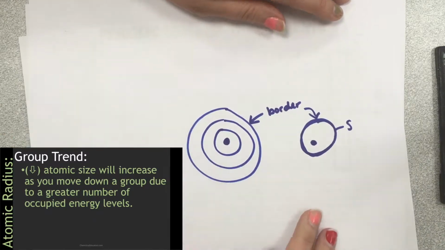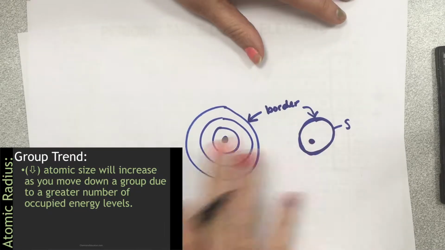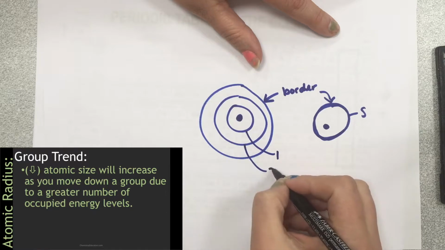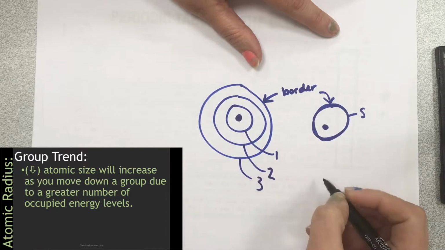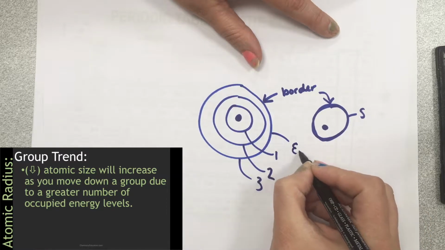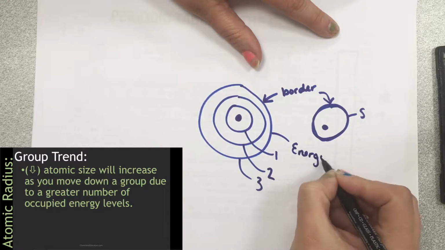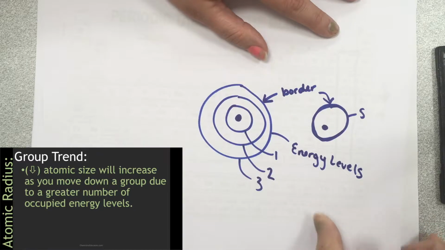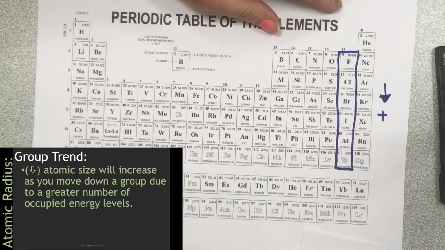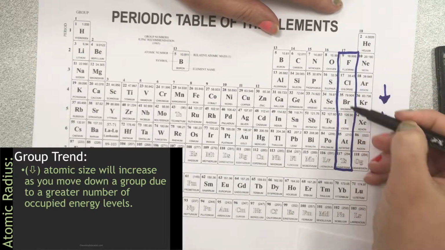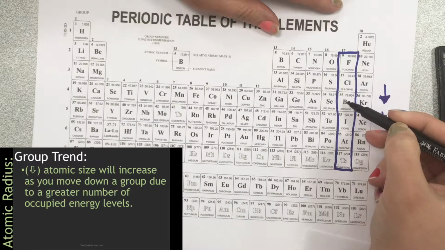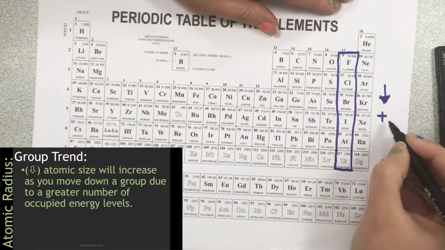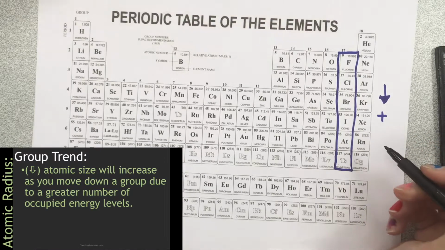I'm going to use the same paper. This would be one energy level, this would be another energy level, and this would be a third one. These are called energy levels. For each energy level, you add a circle around the nucleus each time you go down the group. So that's why it's increasing in size.